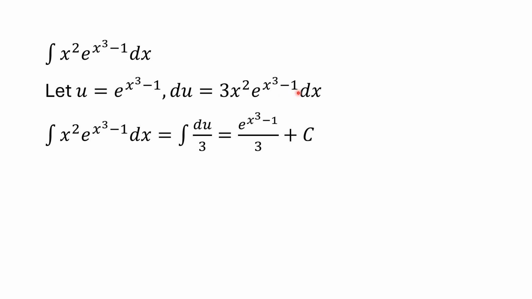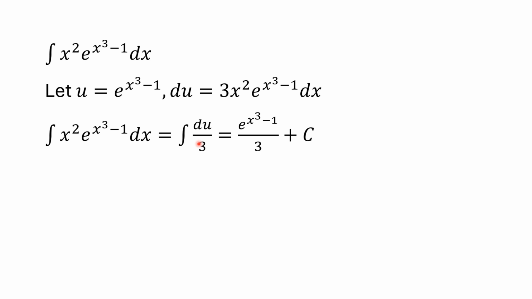And the derivative of x cubed minus 1 is 3x squared plus 0, because the derivative of the constant is 0. So I have du equals 3x squared e to the x cubed minus 1 dx. So now I'm going to integrate this. The only thing is, here I have this 3, so I have to multiply by 3 over 3, and everything is in du. The integral of 1 du, or in this case 1/3 du, is allowed.